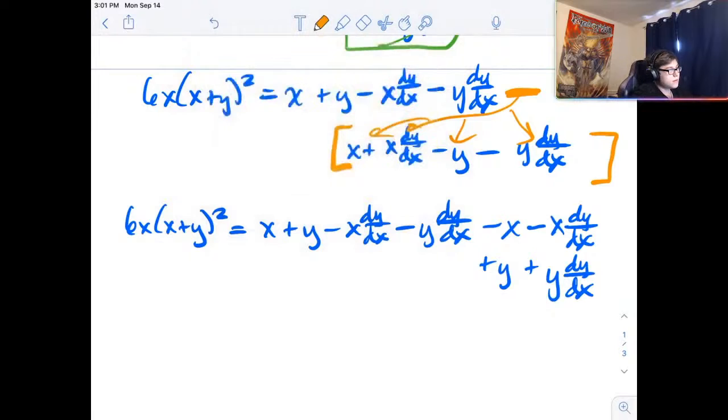Alrighty, I do believe some stuff cancels here, you guys, after doing all of those extensions and expansions. This x and that negative x disappear. This negative y dy dx and this positive y dy dx also disappear. So let me take another pit stop here.